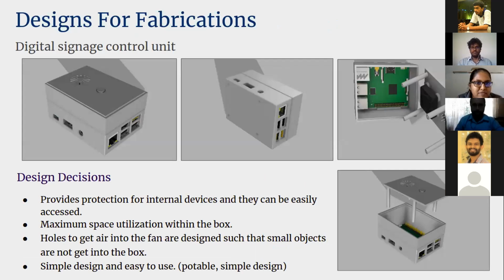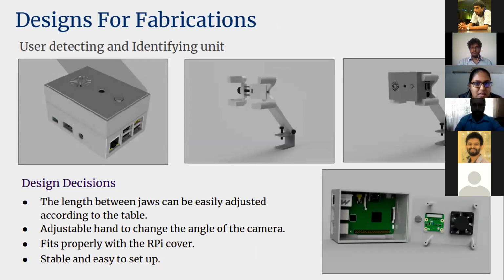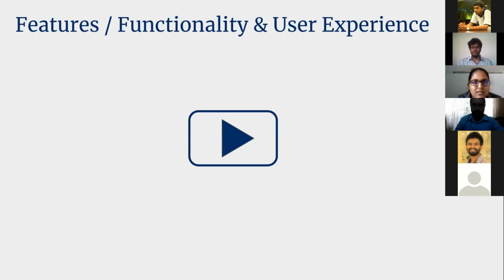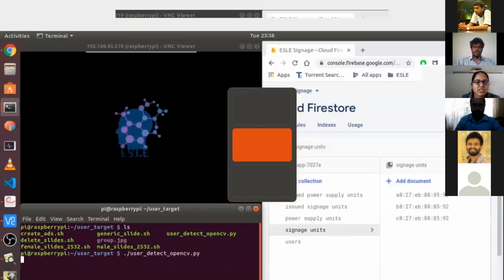So these are the designs for the digital signage control unit, which provides protection for internal devices. The space within it is maximally utilized, and holes to get air into the fans are designed properly. Next slide. These are the designs for the user detecting and identify unit, where we place a camera additionally in the box, and a stand was also designed to place the camera. In the stand, the length between the jaws can be adjusted according to the table, and there is an adjustable hand to change the angle of the camera. And I invite Viraj to continue with features, functionality, and user experience.